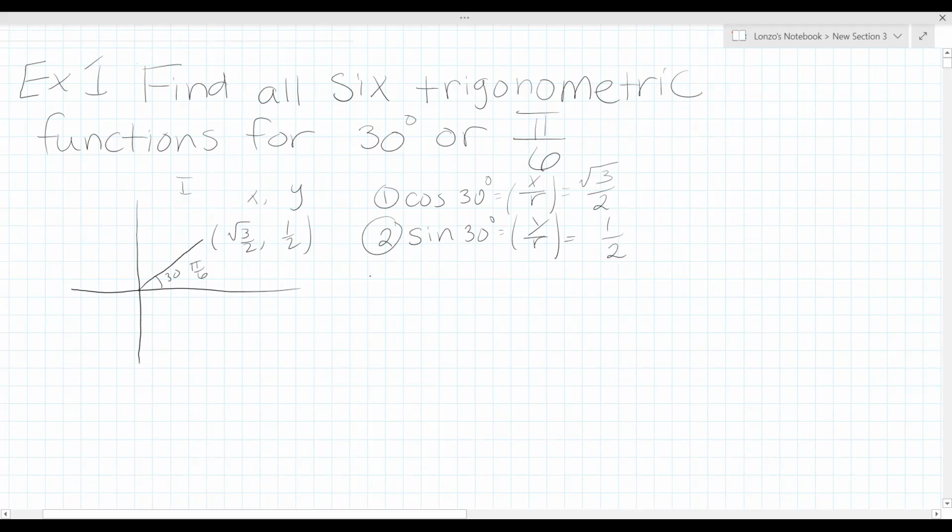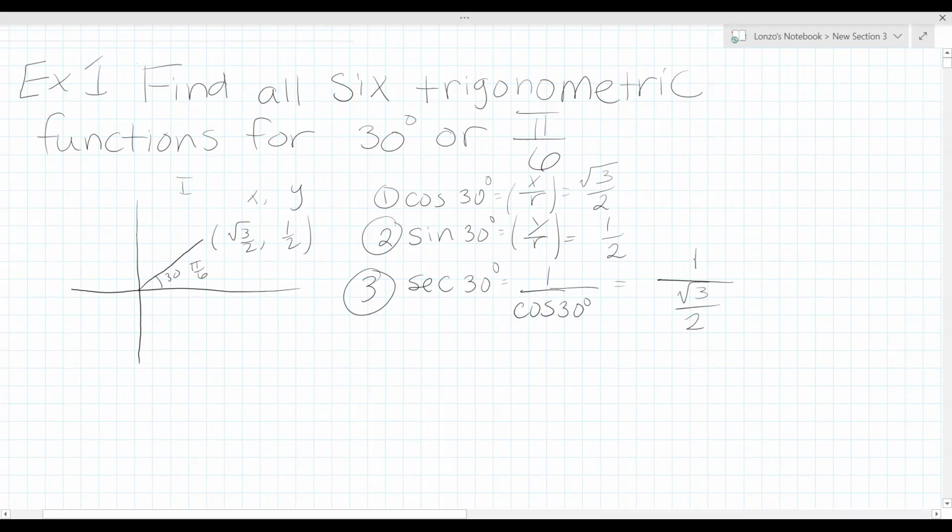Now, what else do we know? I'm not doing this in order. Let's do secant of 30 degrees. If they ask you for secant of 30 degrees, what is secant? It's 1 over cosine of 30 degrees, right? Remember, it's going to be 1 over, and what is the cosine of 30 degrees? It's radical 3 over 2, right? So this can be simplified.